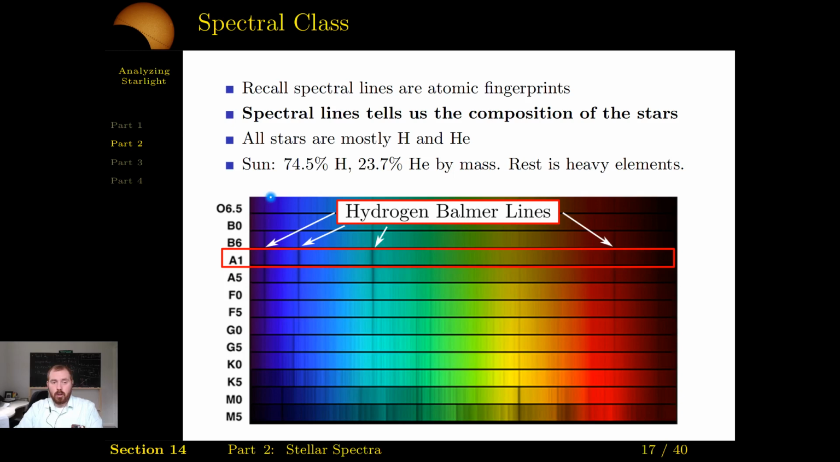Well, look across the entire spectrum of stars. They all have these predominant Balmer lines. We see that all the stars have a large composition of hydrogen. These lines here are how we know that all the stars are predominantly composed of hydrogen, because we see hydrogen in their spectrum.